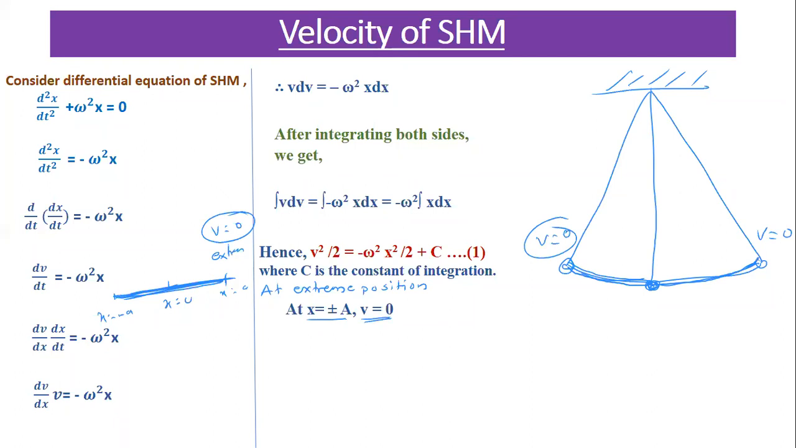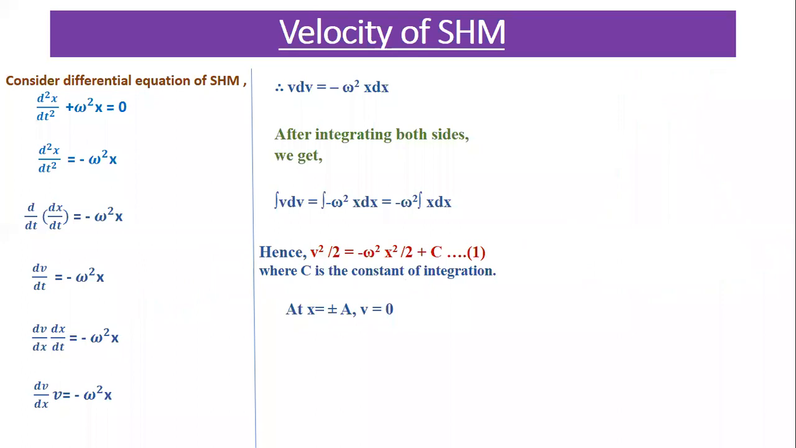Sorry, this capital A is for amplitude. So x is equal to minus A on this side, and plus A on this side. We use capital A for the amplitude. So v is 0, hence we substitute in this formula: v is equal to 0 and x is equal to A in equation 1. Then what we get? We get 0 square by 2, so 0 is equal to minus omega square A square by 2 plus c.